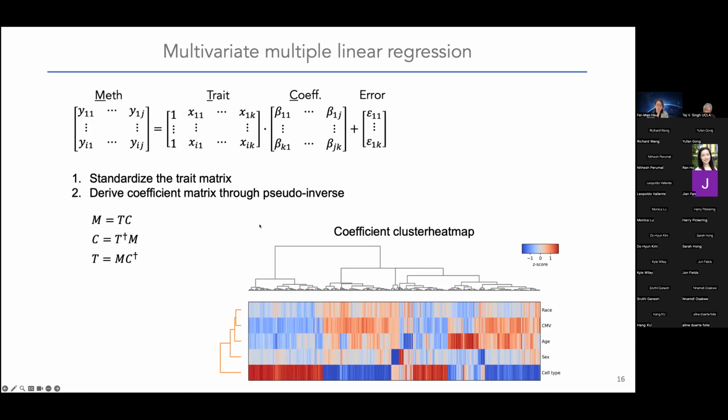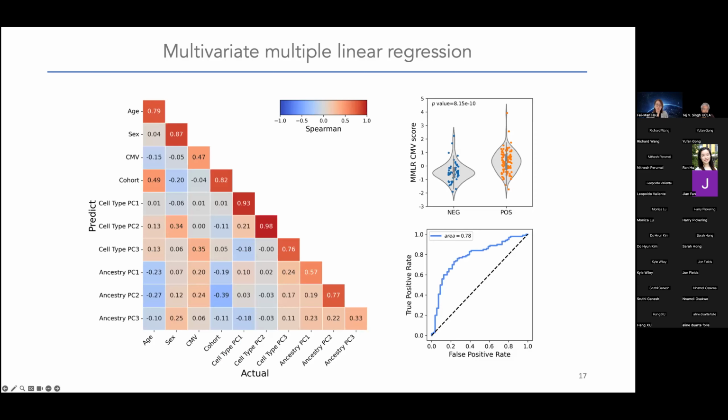In this way, we can predict the trait with the methylation and the pseudo-inverse coefficient matrix. You can see here an example. We got scaled coefficients for every trait, for some of the traits we are interested in. You can see some traits are strongly correlated with the cell type, some are really associated with age, and they belong to different CpG loci.